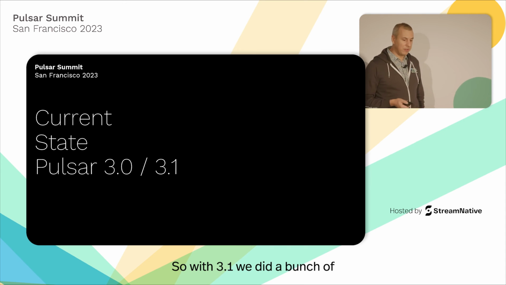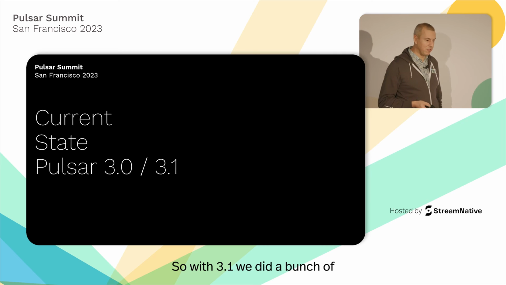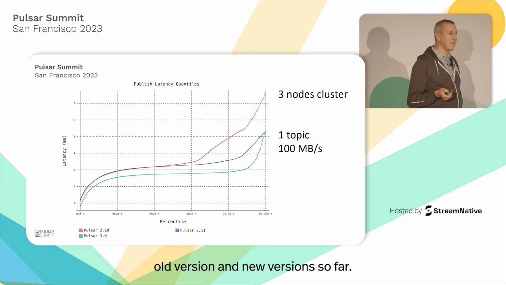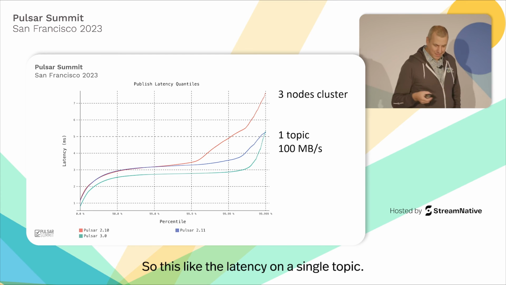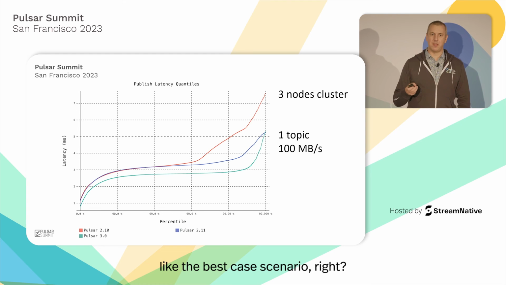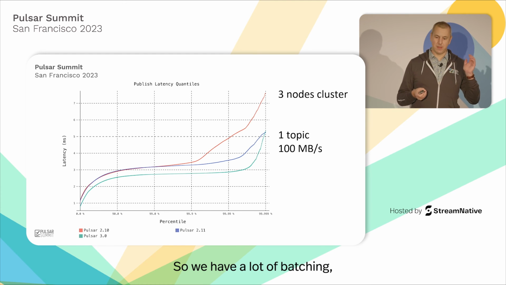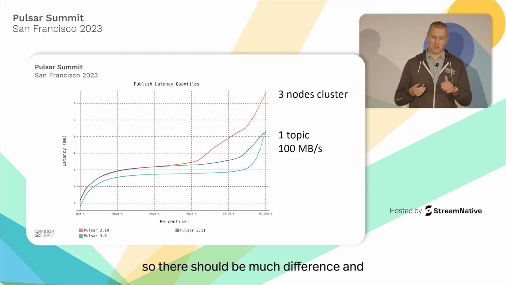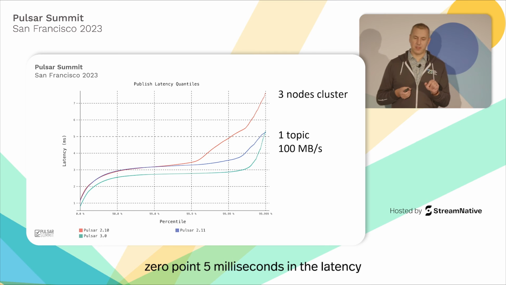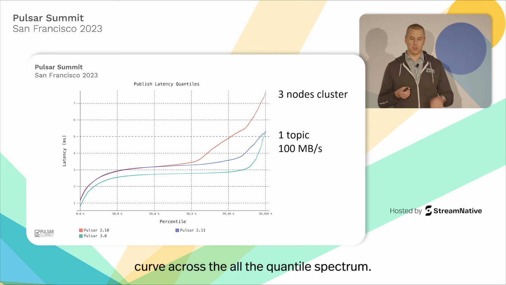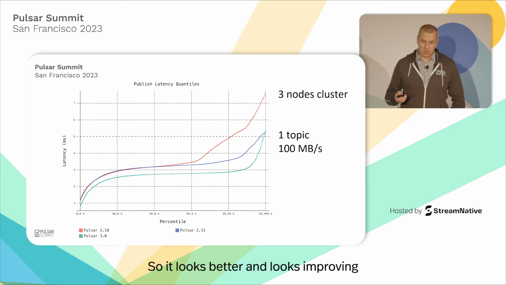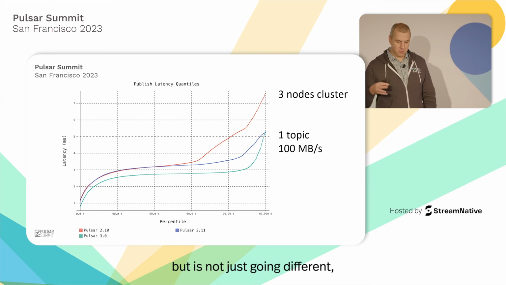With 3.0 and 3.1, we did a bunch of tests comparing old and new versions. This is the latency on a single topic. So this is kind of the best case scenario, right? We have a lot of batching, and so there shouldn't be much difference. And we can see an improvement of about 0.5 milliseconds in the latency curve across the whole quantized spectrum. So this looks better and it is improving, but it's not drastically different.